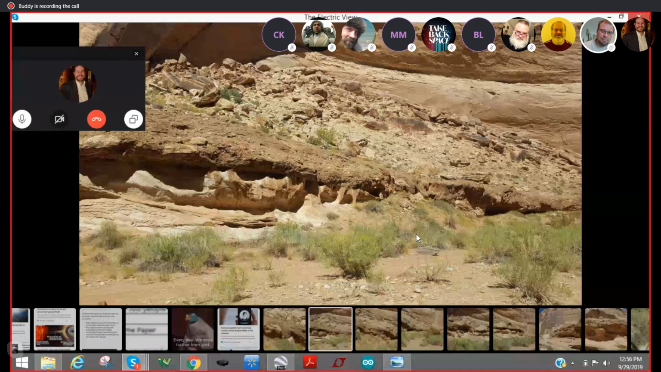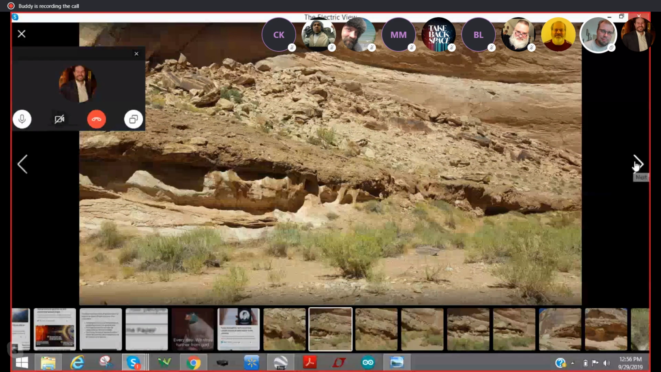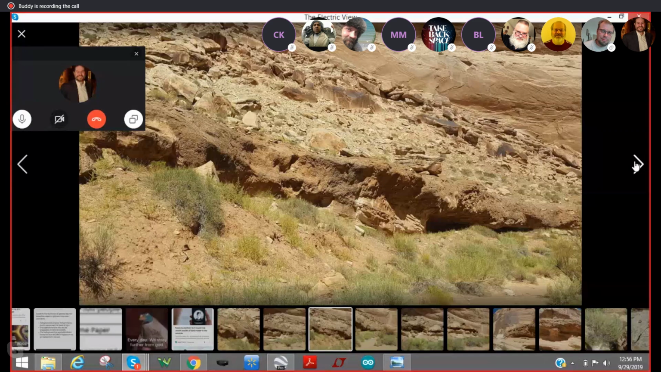It's making my heart beat just looking at it, because I know just standing underneath those things and looking up and realizing there's literally a million tons of stuff on top of this.